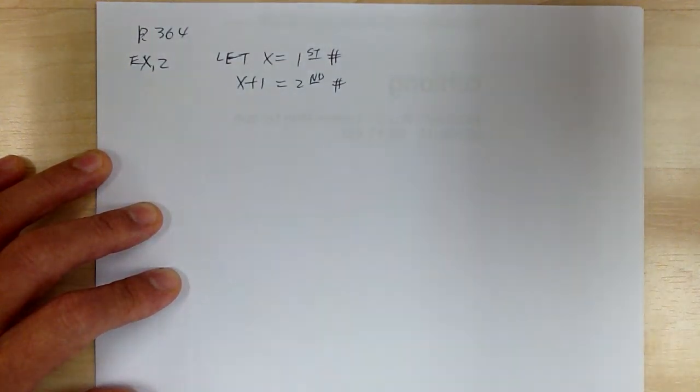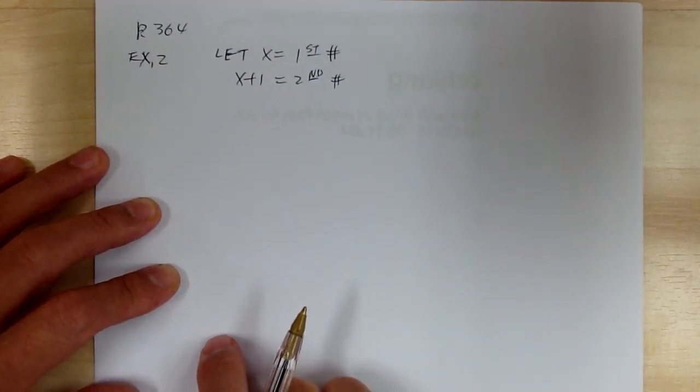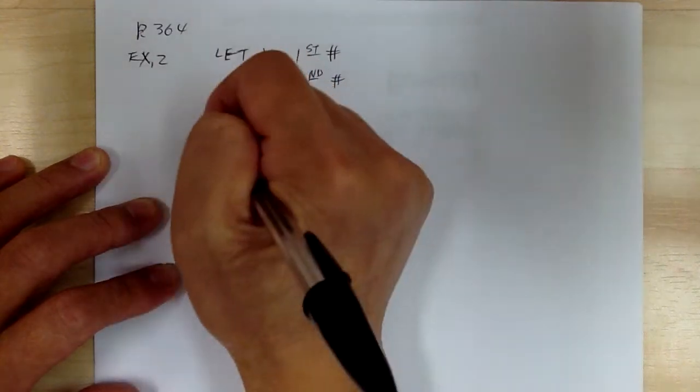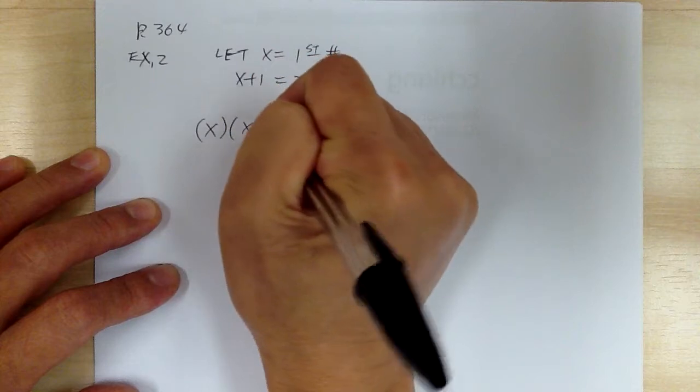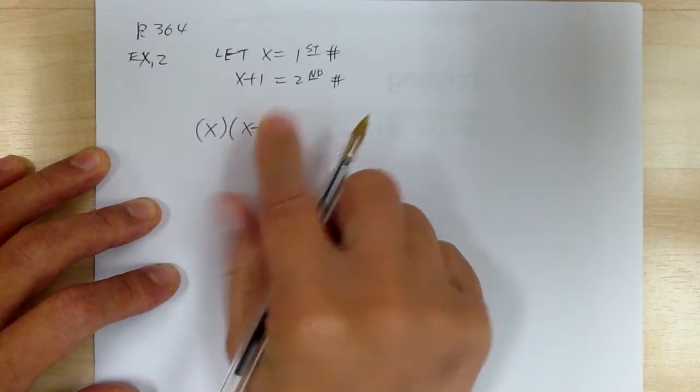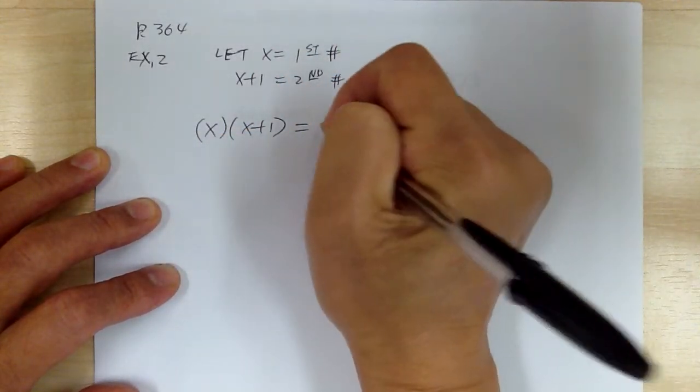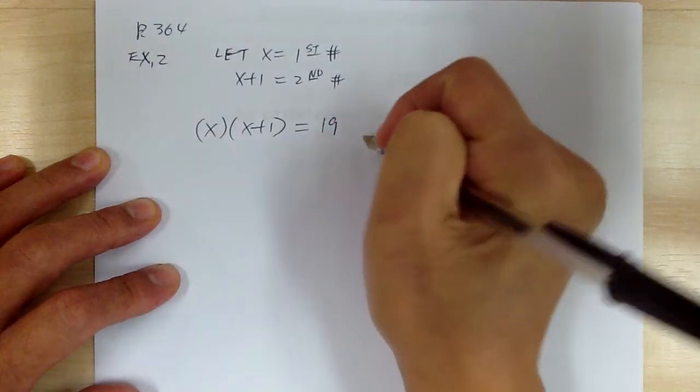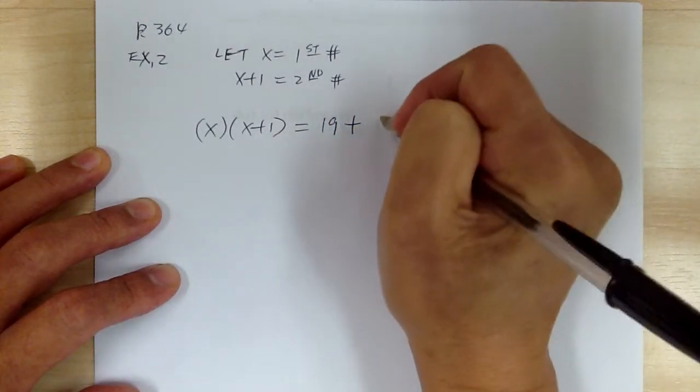So now let's go back and read and translate. It says find two consecutive integers whose product, again, product is multiplication, right? You're multiplying. So whose product is means equals, 19 means 19, more than means plus, their sum.